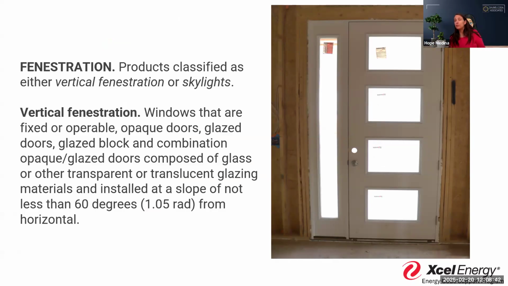Now, vertical fenestration is fenestration that is more than 60 degrees from horizontal. So obviously our doors are going to do that. In this particular instance, when you look at this door, do you call it a fenestration, or would you call this door an opaque door?